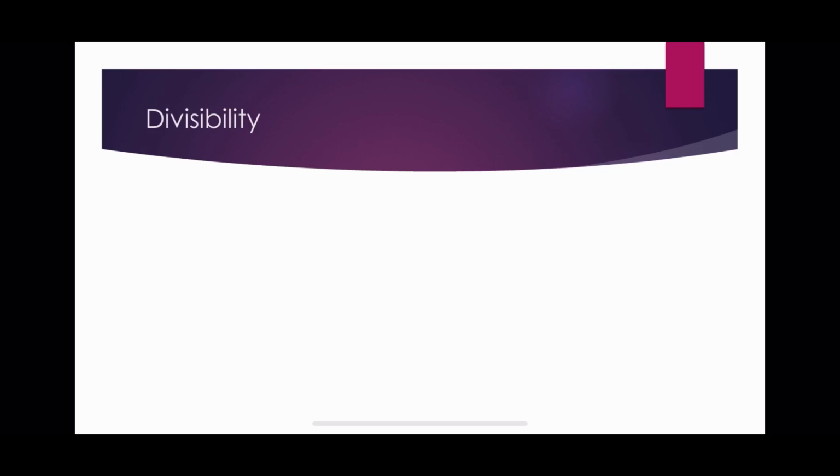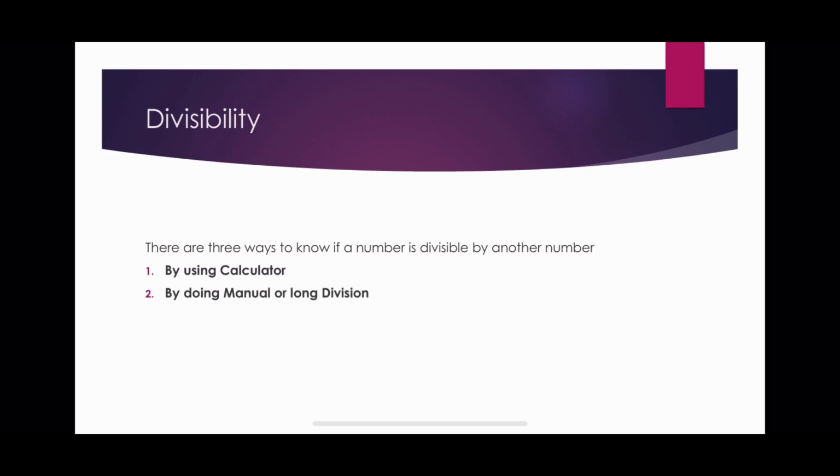Today, we will discuss divisibility. There are three ways to know if a number is divisible by another number. Number 1, by using a calculator, of course the easy way. Number 2, by doing manual or long division. And number 3, by divisibility rules.